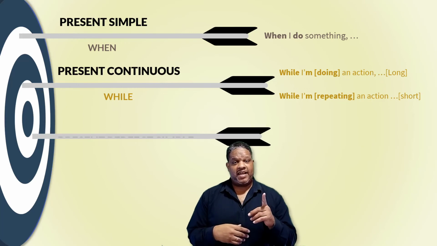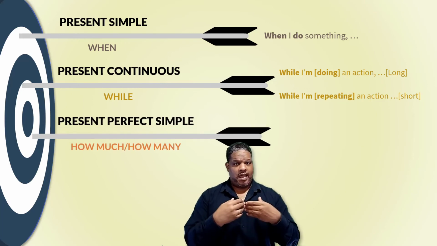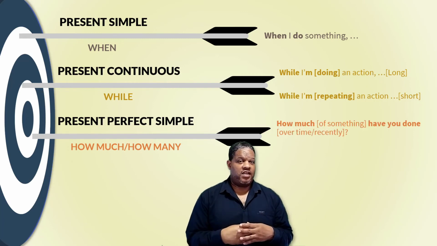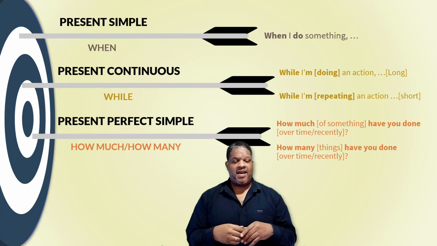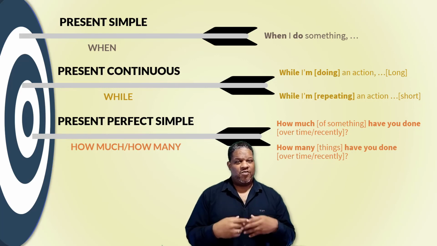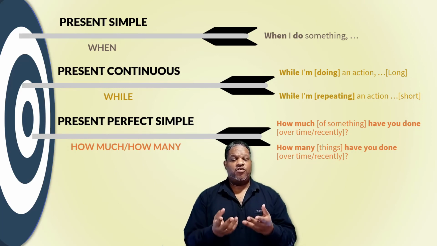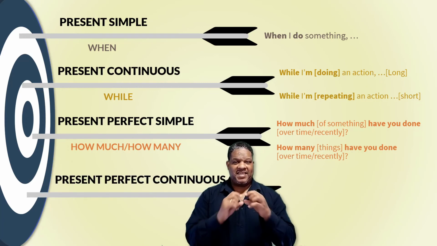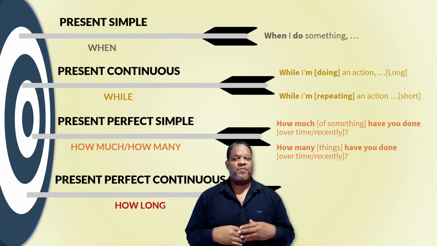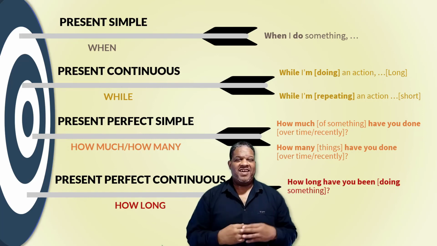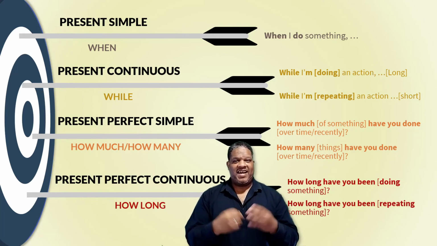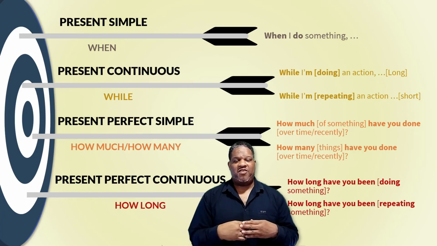Now, the present perfect expresses or answers how much or how many. How much tea have you drunk today? How many times have you watched a YouTube video on this subject? So how much, how many is often expressed through the present perfect simple, and the perfect continuous expresses how long. So how long have we been going with this video until this point? I can't answer that because I haven't finished the production of this video yet.